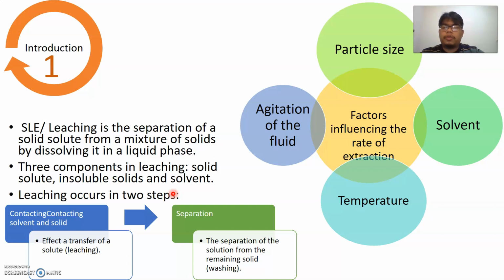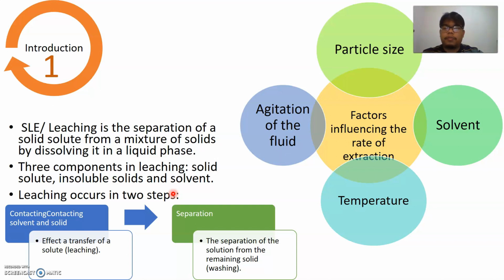Solid liquid extraction, some call it leaching. It's the extraction of a solid solute from a mixture of solids by dissolving it in a liquid phase. So in solid liquid extraction, there are three major components: solid solute, insoluble solid, and solvent. We need to look at these three components to get better quality of our extraction.